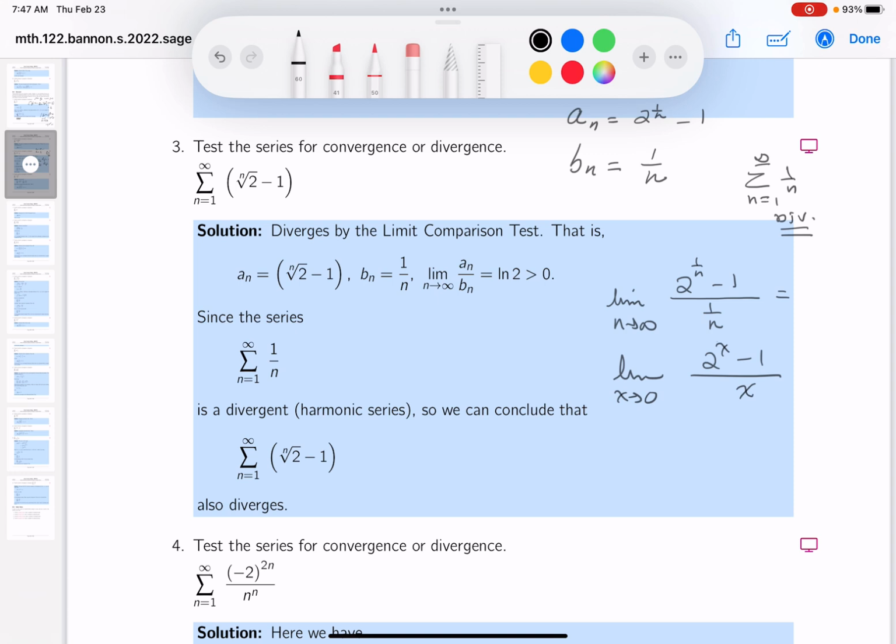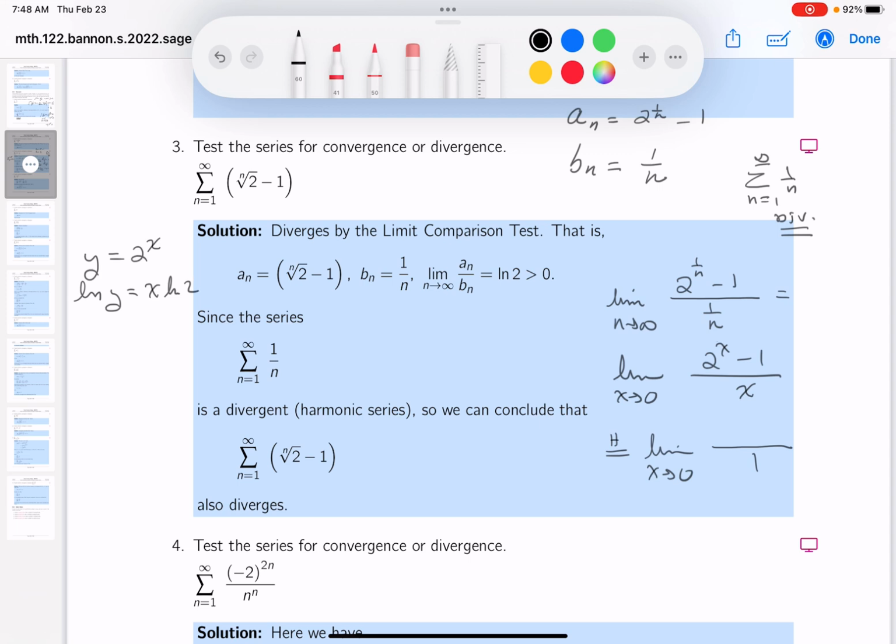So I'm going to use L'Hopital's rule. By the way, the limit as x goes to 0 of the top is 1 minus 1, which is 0, and the bottom is 0, so I can use L'Hopital's rule. The derivative of the bottom is 1, which is pretty easy. I want to remind you how to get the derivative of the top, because it's easy to forget. Let y equal 2 to the x. I'll take the natural log of both sides: ln y equals x ln 2.